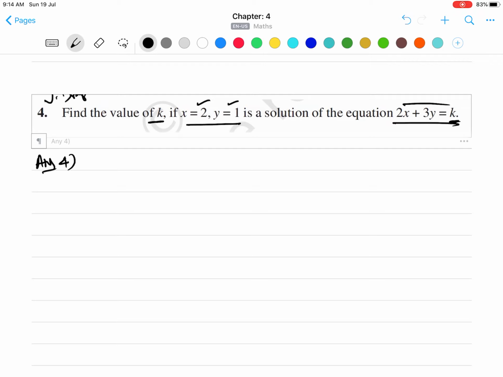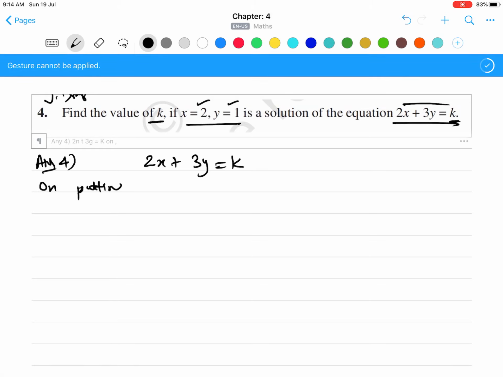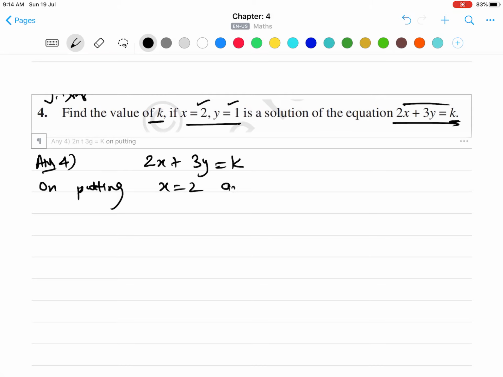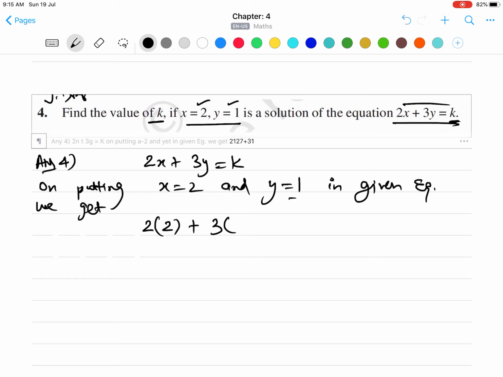First write the equation. We have 2x plus 3y equals k. So on putting x equals 2 and y equals 1 in the given equation, we get, we write the values of x equals 2 and y equals 1 in the given equation. So we have 2x, at the place of x we write 2, then we have plus 3y, at the place of y we write 1, equals k.